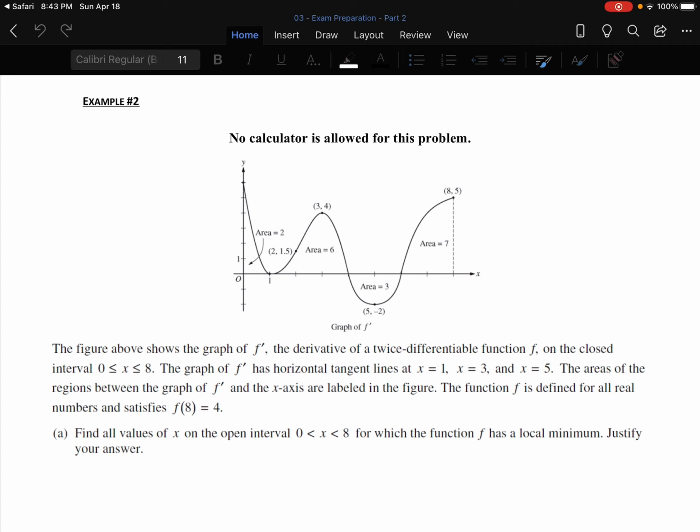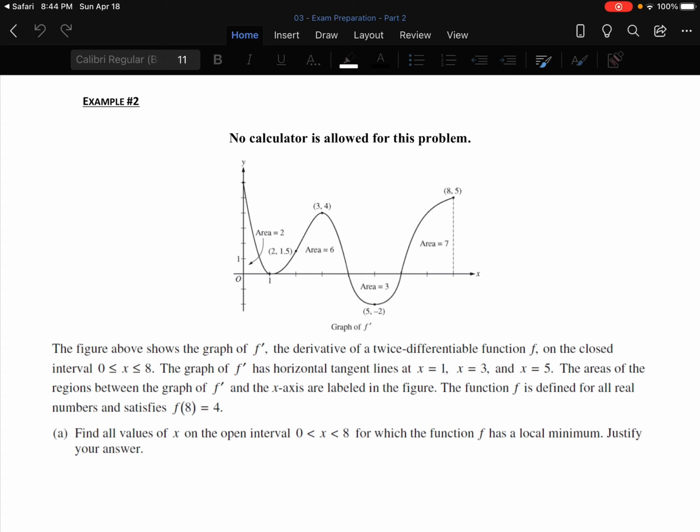These questions are very interesting. Let me just read what they've given here. The figure above shows the graph of f prime, the derivative of a twice differentiable function f. The detail of saying twice differentiable just means you'll be able to take the derivative, so you don't have to worry about that. This is on the closed interval 0 to 8. I can see that on the graph. It goes from 0 and ends at 8.